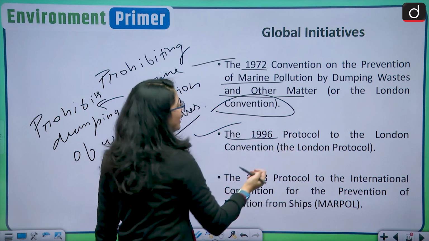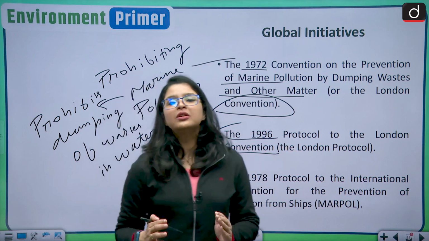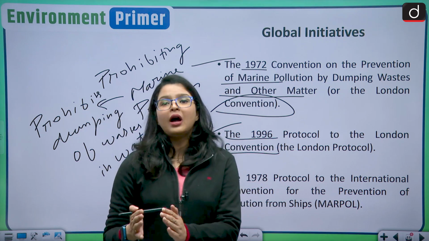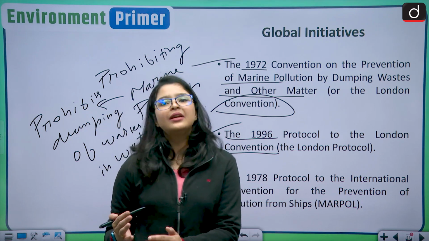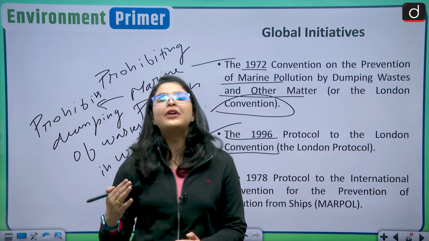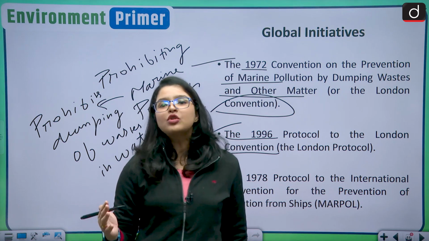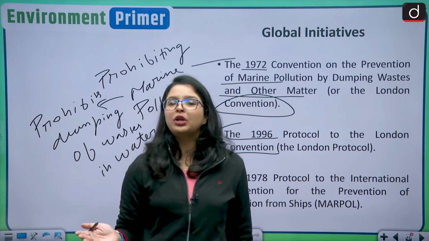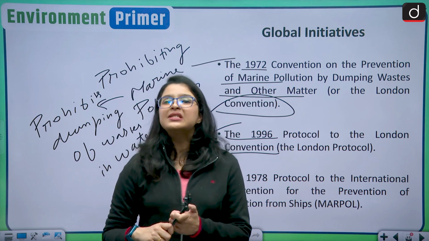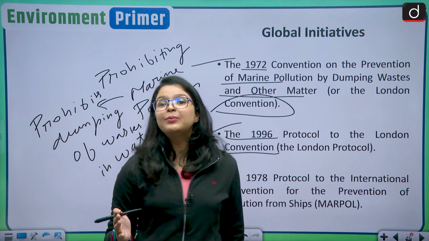Second is the 1996 protocol to the London Convention. So the above mentioned convention, a protocol was added to it in the year 1996, and it prohibited dumping of any kind of waste into the marine ecosystems or the ocean bodies, okay, the water bodies. So there is an explicit prohibition of dumping wastes in the water bodies, but is it being followed?